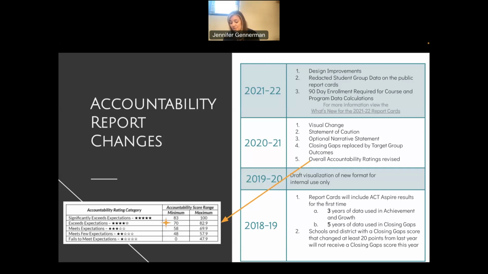Now bringing us to the report cards from the 2021-22 school year. I'm happy to report there's been minimal design changes. One of the calculation changes is that now there is a requirement that students must be enrolled for 90 days for any course or program data calculations.